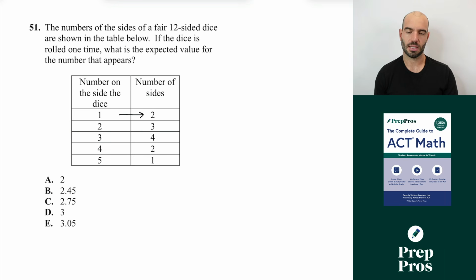So it's telling us that 2 sides of the dice have a 1 on it, and 3 sides of the dice have a 2, 4 sides of the dice have a 3, 2 sides have a 4, and 1 side has a 5. And we're asked to find the expected value.